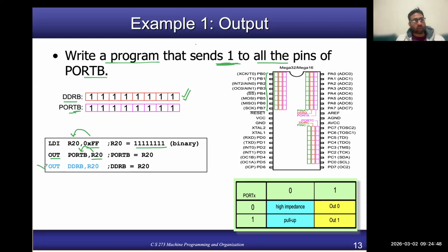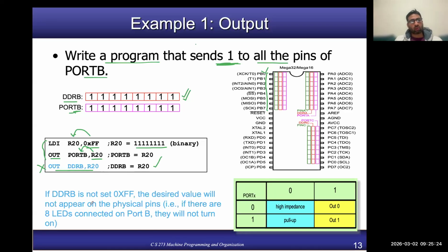But let's say I don't have this last instruction in my program, and my program simply has these two instructions, and I run it. If I have 8 LEDs connected with this port B, those LEDs will not be switched on. Why? Because I have not configured the port in the output direction or output mode. So I need to include this last instruction, where I'm saying put all ones in the DDRB register, which means configure all the pins in the output mode. Okay, so if DDRB is not set to 0xFF, the desired value will not appear on the physical pins.